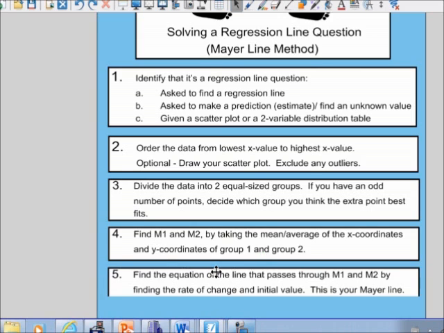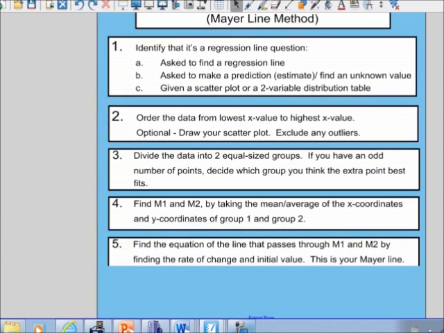Not particularly complicated. Now, after we've found M1 and M2, we're going to find the equation of the line that goes through those two points. So again, going back to when we looked at functions, to find the equation of the line, we need to find the rate of change. And since we have the coordinates of both points, that won't be hard to do. Then we'll use our rate of change to find the initial value, y equals ax plus b. That equation, y equals ax plus b, is the equation of your Mayer line, and that's the line that we'll use as a regression line to predict our value.